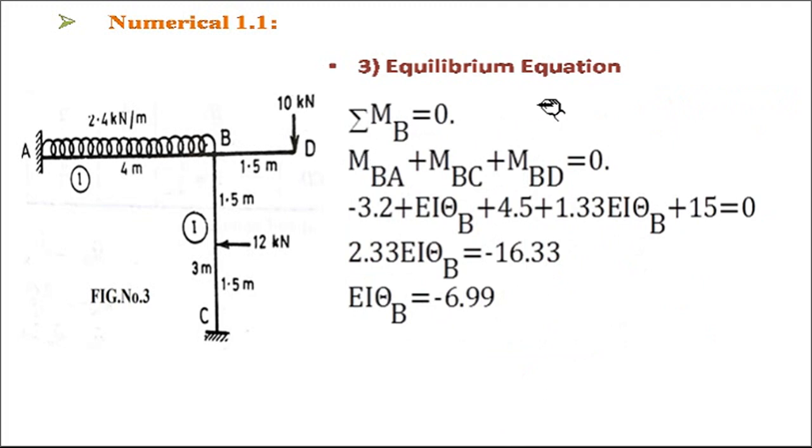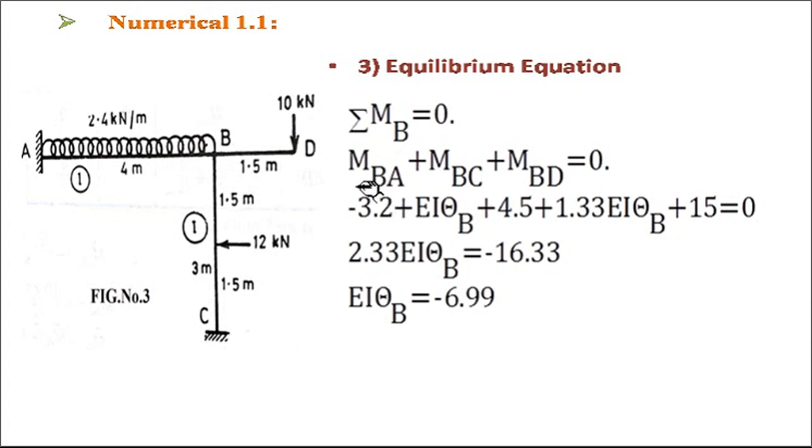Now here the only unknown in this numerical is theta B. So only one equilibrium equation is required. We'll consider the equilibrium equation that the moment at joint B equals 0. At joint B, three members are connecting: one is BA, the second is BD, and the third is BC.